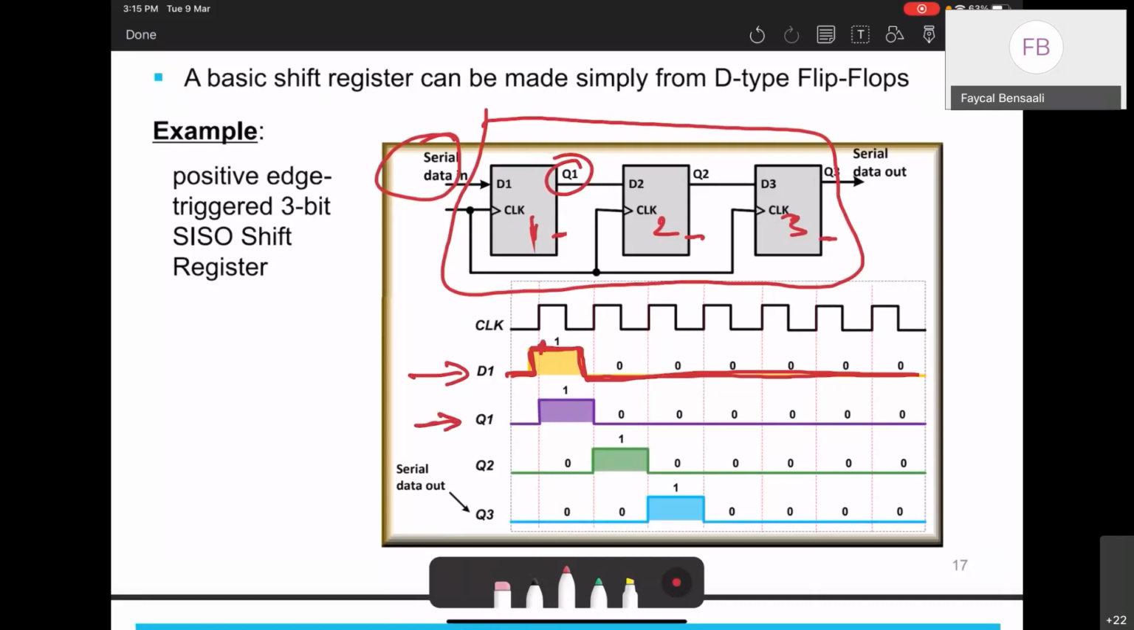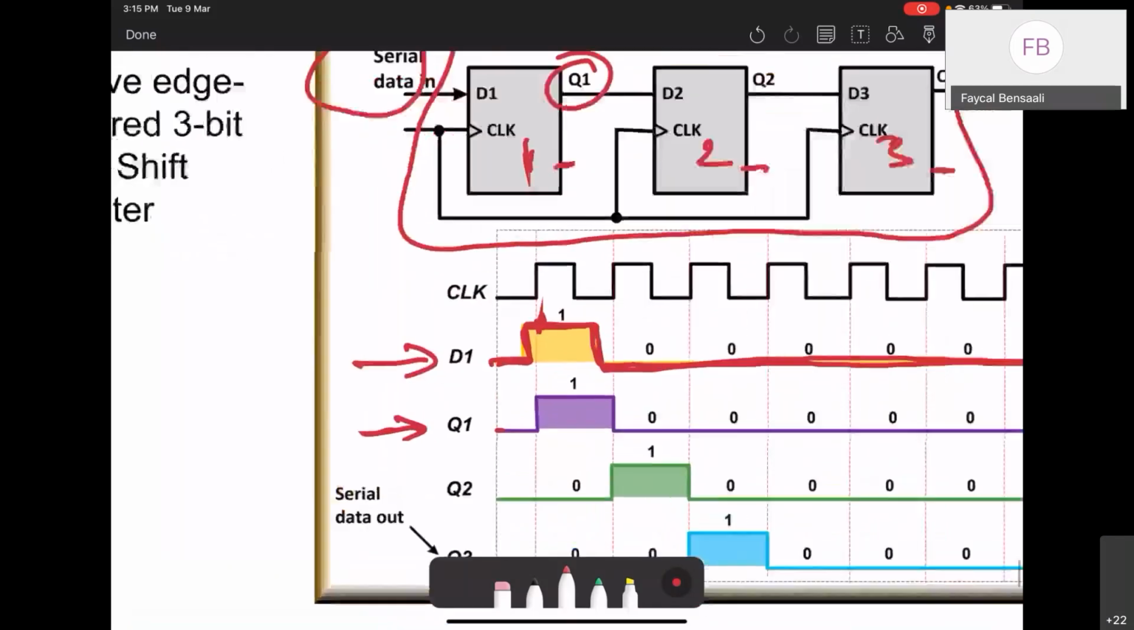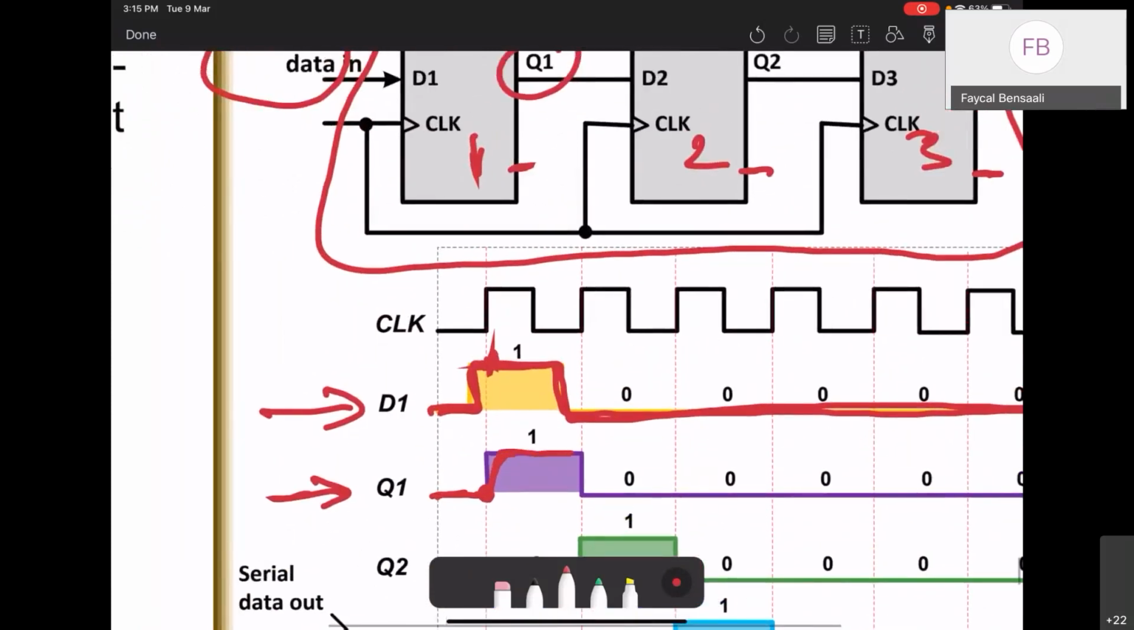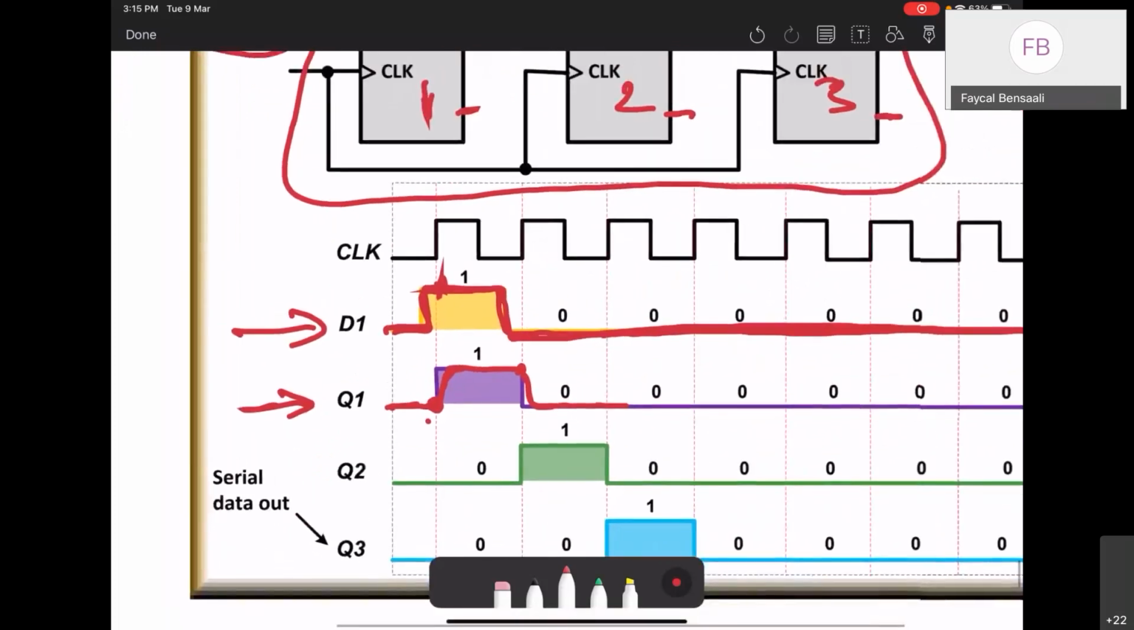At this time, it's 1. And be careful, Q is 0, and then it goes to 1. At this time, Q1 is 0, and it goes to 1, because it follows D1. And then here it's 1, it goes to 0. But at this time, it's 1. At this time, it's 0, and so on. And then it stays 0 because D1 is 0, so it follows.